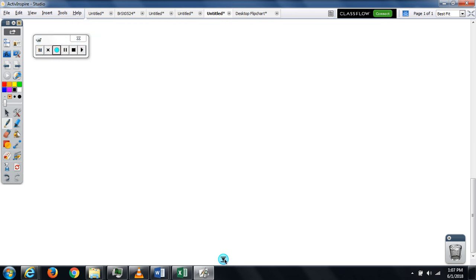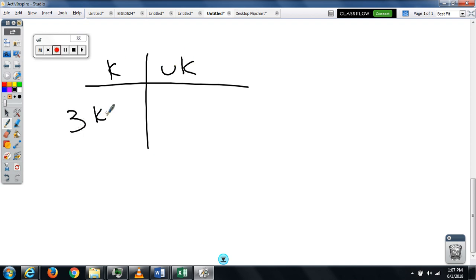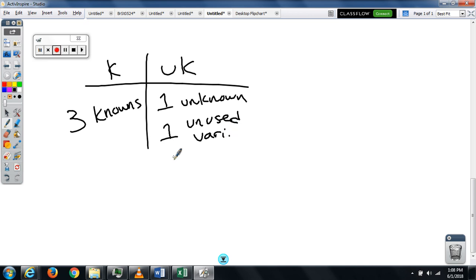So the way we problem solve with those is doing a known-unknown. And remember, you always need 3 knowns to solve for one unknown. And there's always one unused variable, and that's the one that's not in an equation that we had written up above.